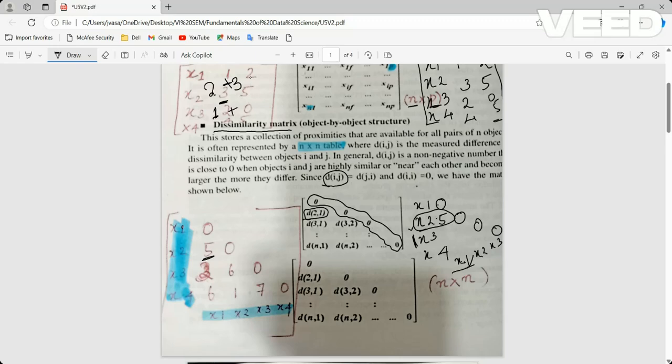So the difference between 2 and 0 is 2. It is the absolute value. So 2 plus 1 is 3. So we have to write 3 here.